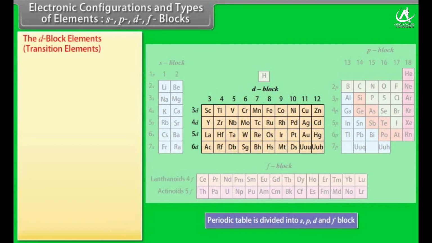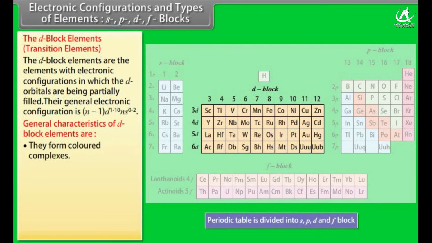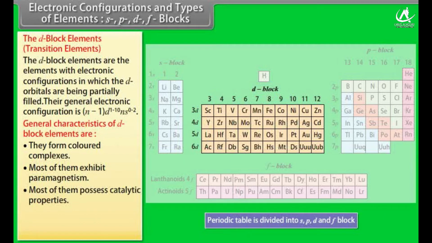The D block elements, transition elements. The D block elements are the elements with electronic configurations in which the d orbitals are being partially filled. Their general electronic configuration is: General characteristics of d block elements are: they form colored complexes. Most of them exhibit paramagnetism. Most of them possess catalytic properties. They form alloys. For example, brass is an alloy of copper and zinc.